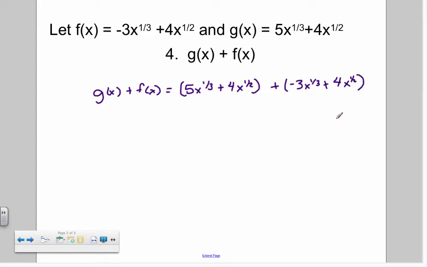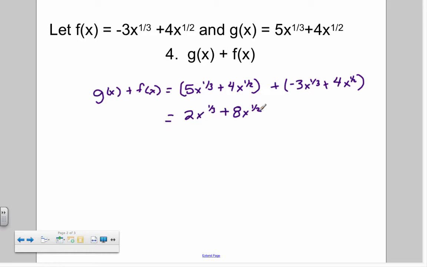Okay, so now I need to add. Well, when I'm adding something, I'm not multiplying anything here, so I just need to add my like terms. And here it looks like I have two things that are to the 1/3 power. So I'm going to have 5 and a negative 3, and that would give me 2x to the 1/3 power. Plus, and then I have a 4x to the 1/2 power and another 4x to the 1/2 power. So that will give me 8x to the 1/2 power.